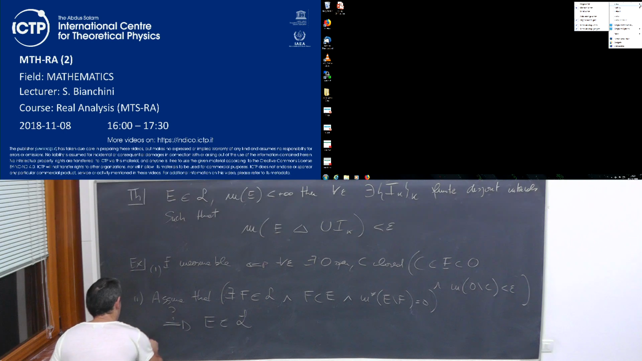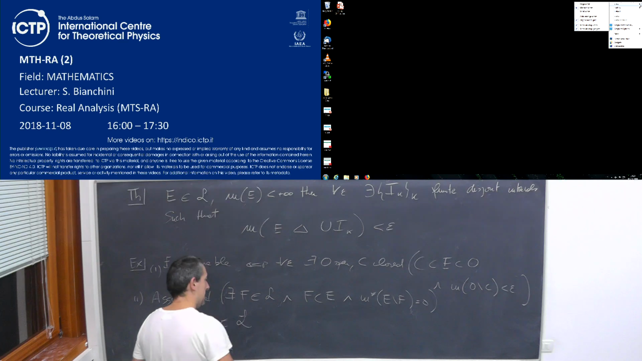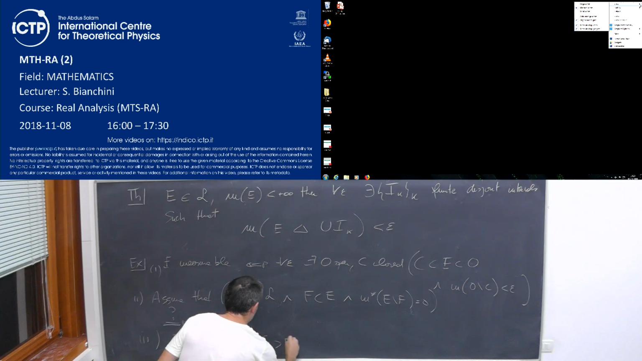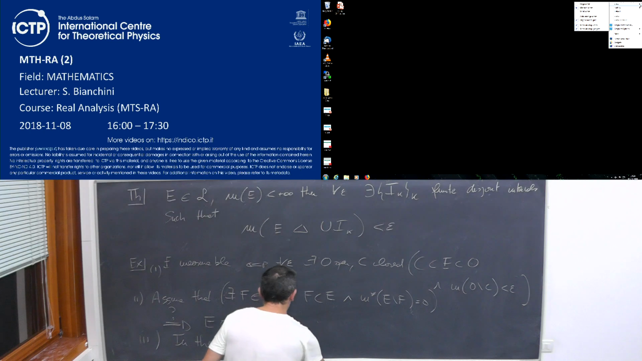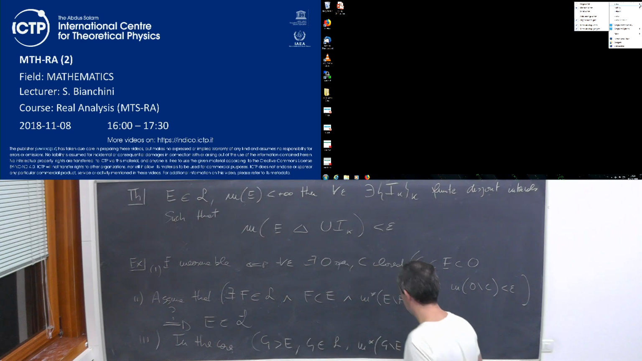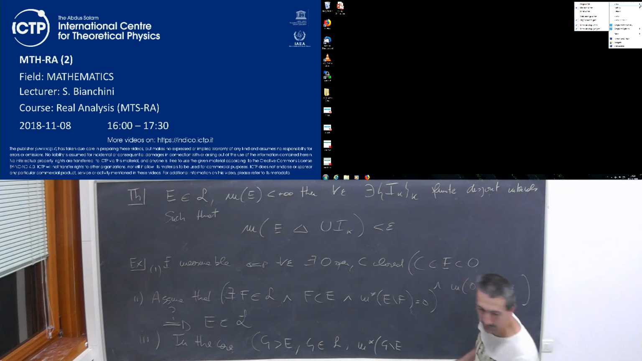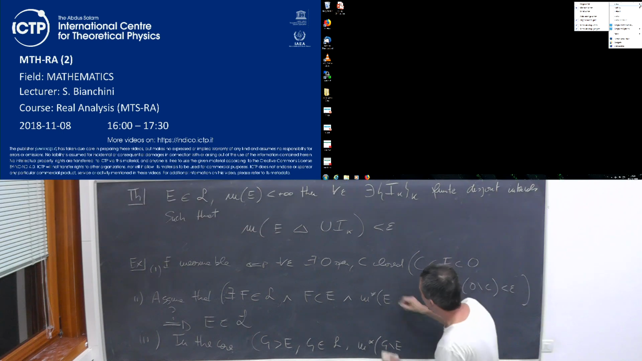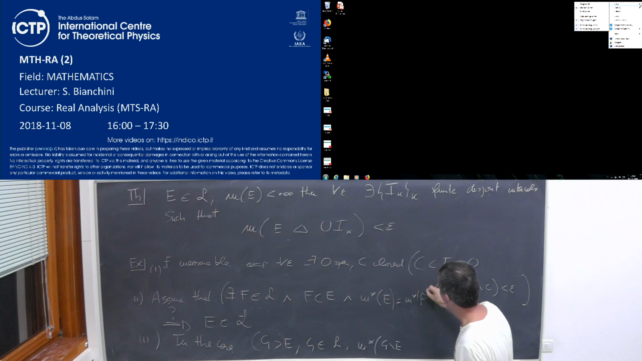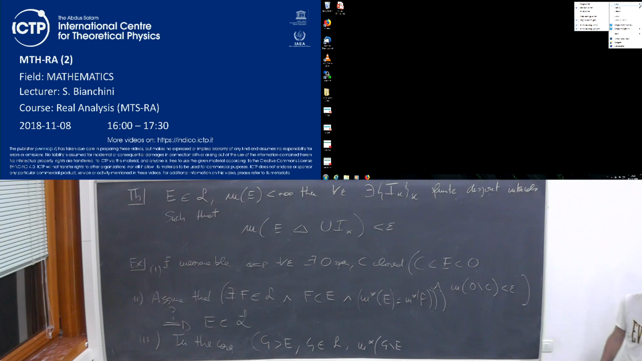And then the other one: do the same in the case G contains E, G is in L, and m star of G minus E is equal to m star of F. Sorry, this I already did. I copied it, but it's not what I wanted. I already gave the proof.